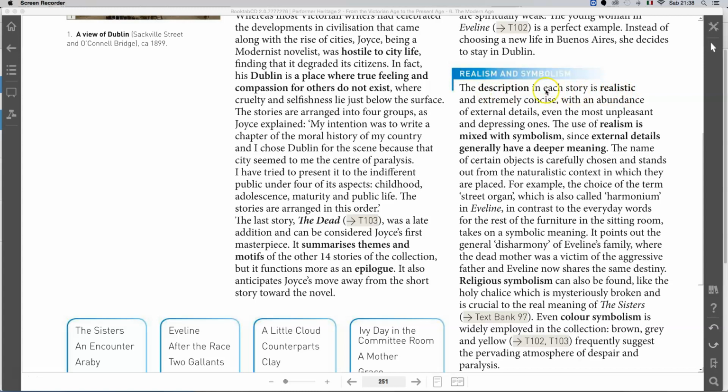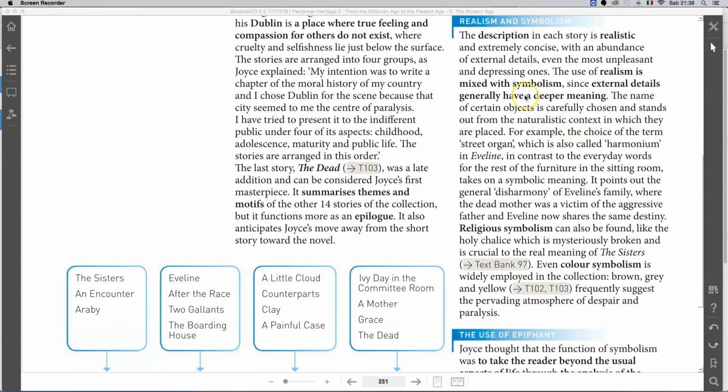The description is very realistic, extremely tight, concise, very short, and we have a lot of external details, also unpleasant and depressing details. So the use of realism is mixed with the symbolism, because all the external details have a deeper meaning.